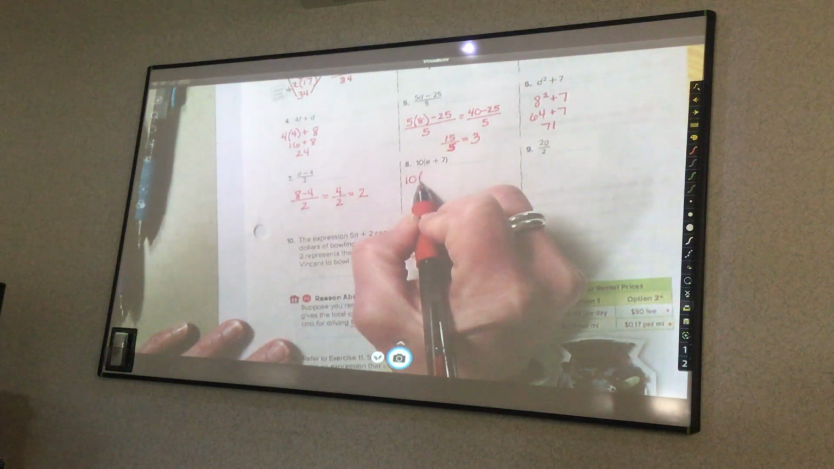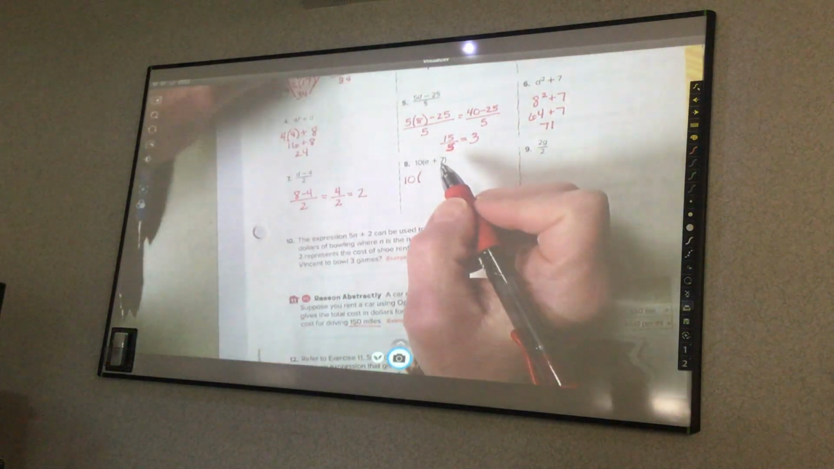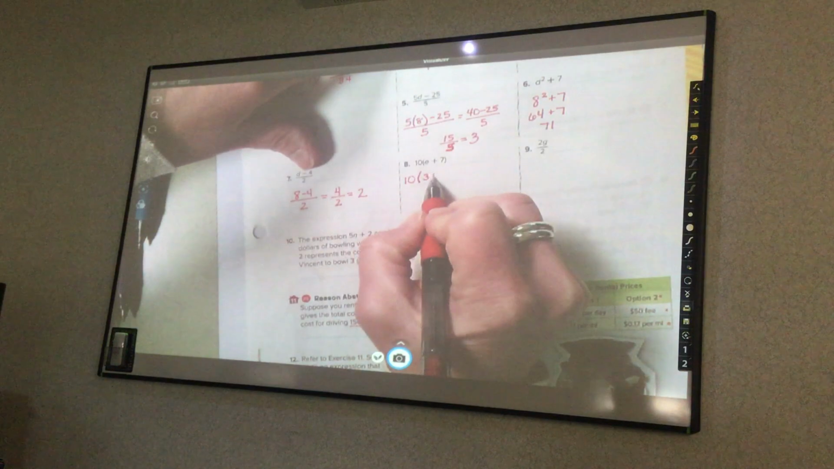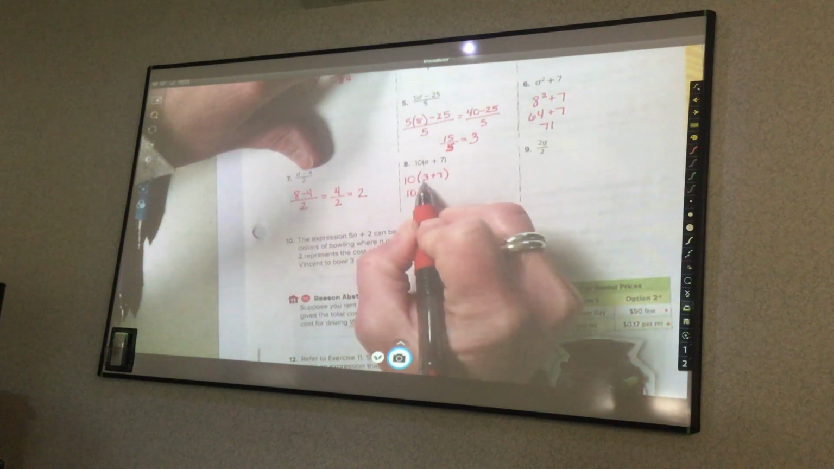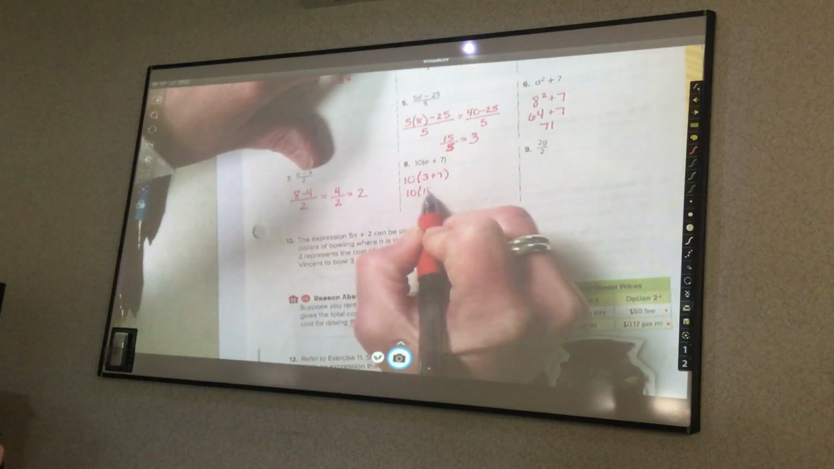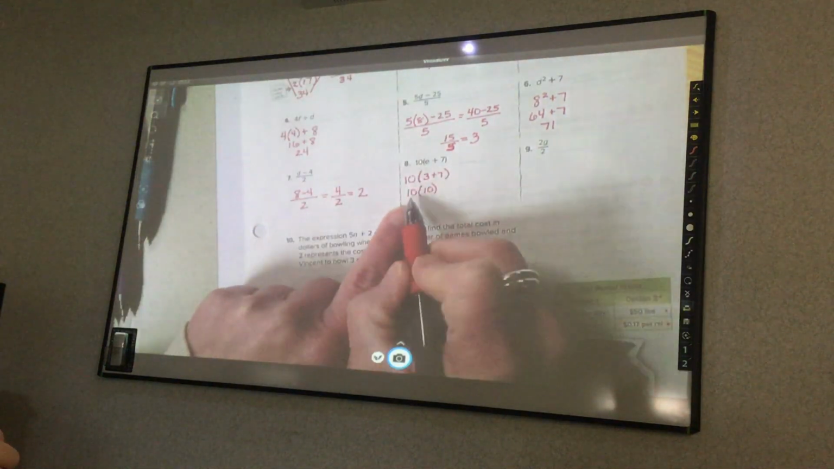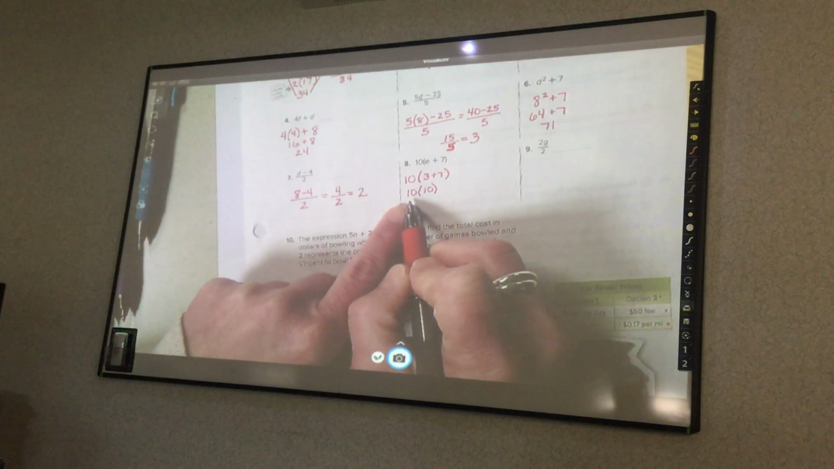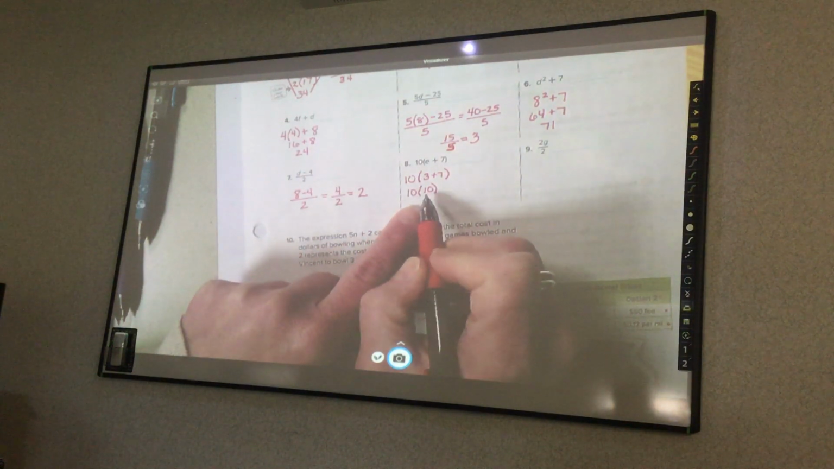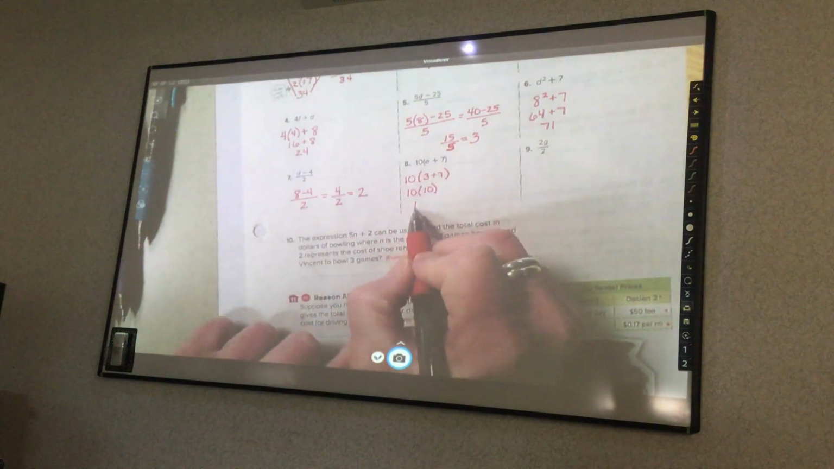10 times the quantity. What is E? E is 3, so I do 3 plus 7. Then I do 10 times the quantity. What's 3 plus 7? 10. Showing me with the parentheses. Do I have to have parentheses around the first 10? No. You at least have to have it around the second one. And then 10 times 10 is? 100.